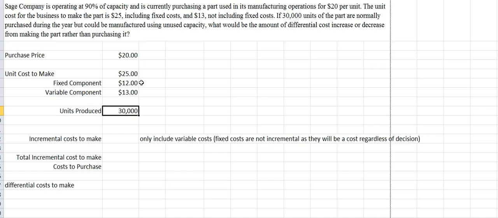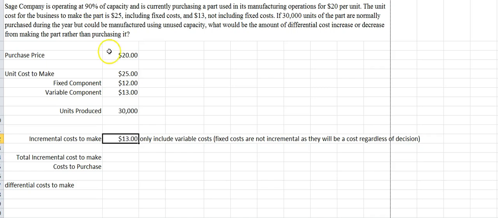The $12 of fixed cost is not going to be incremental, okay? Because that's already there. It's wasted cost that we incur, but we're not using because we're running at 90% capacity. The incremental cost only relates to the $13 of variable cost. So we multiply 13 times 30,000.